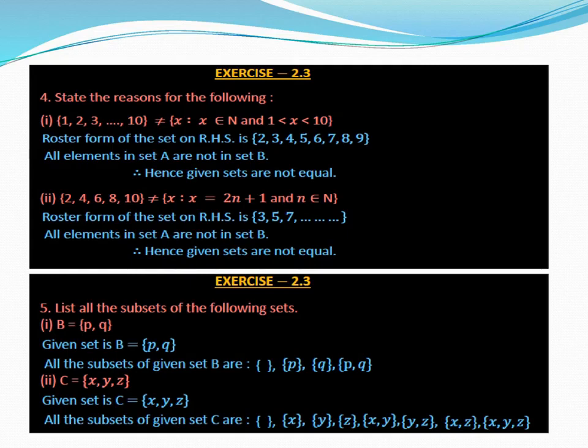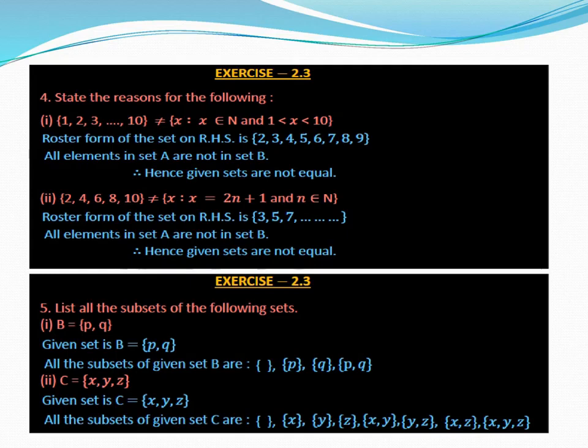List all the subsets of the following sets. So first we can write B equals P comma Q. So how to write the subsets of the given set? If any set contains n elements, then the number of subsets of the given set is given by the formula 2 power n. Here the set B contains how many elements? 2. P, Q are 2 elements. So how many subsets does the given set have? 2 square means 4.